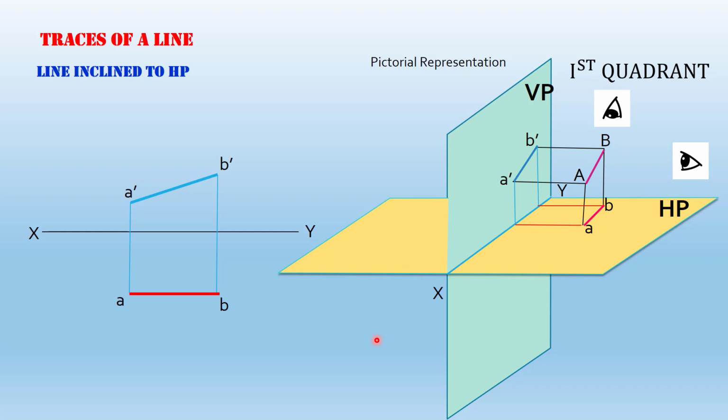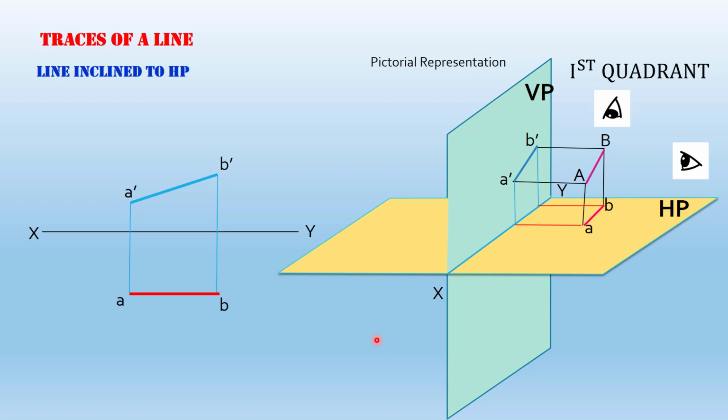Now, before moving on to the fourth case, let us see what is meant by trace of a line. The point of intersection of a line with a plane is known as the trace. If the line is inclined to any of the planes, then we will have a trace for that line. If the line is inclined with the horizontal plane, we can see that the line, when extended, will meet the horizontal plane at a point, and that point is known as the trace of that line.